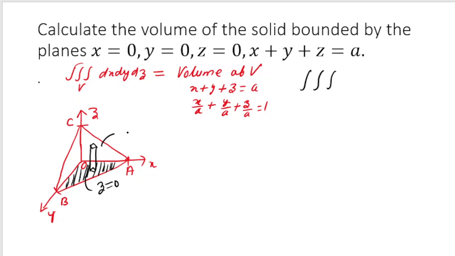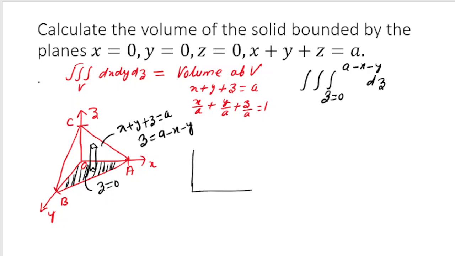So what is the equation of this plane? The equation of this plane is x plus y plus z is equal to a. So if I write z, it can be written as a minus x minus y. So we have got the limit of z. I can write the limit of z from 0 to a minus x minus y. And since I have written the limit of z first, I am going to write dz. Now how do I take the limit of x and y?